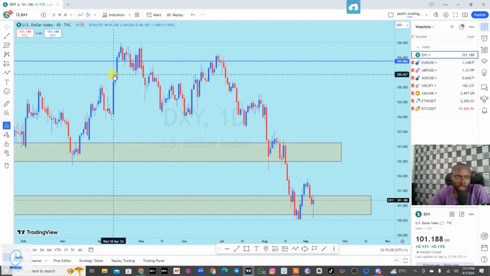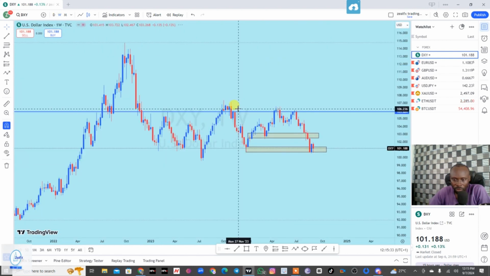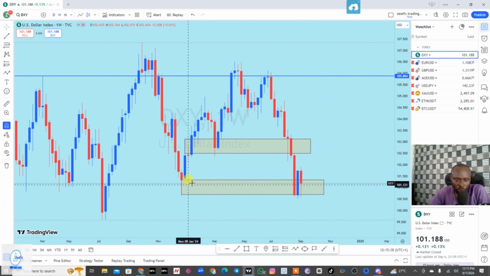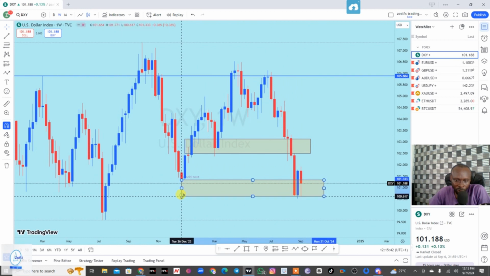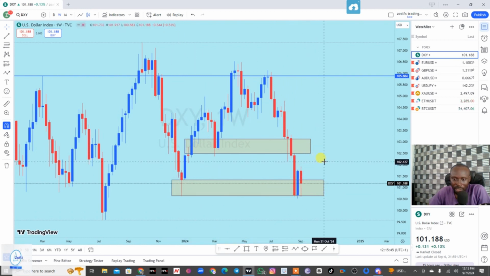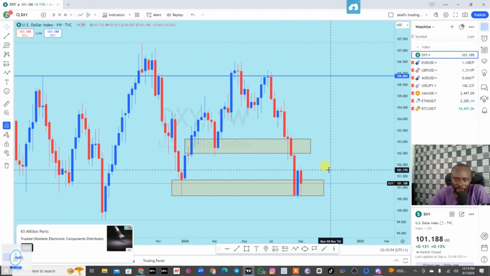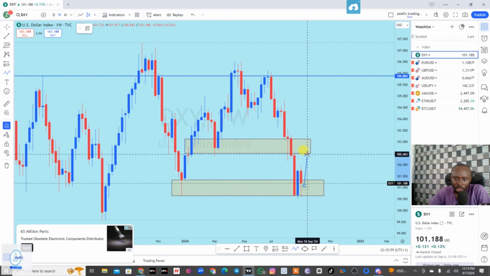So let's look at how the weekly chart closed for the dollar index. You can see that the dollar index closed on a support level. So this level is my support level for the week. So long as the dollar index closed on this support level, it shows that we are expecting a resumption of price this week. So we are expecting price to move uptrend this week for the dollar index, and we are expecting the price to move to this weekly resistance level.